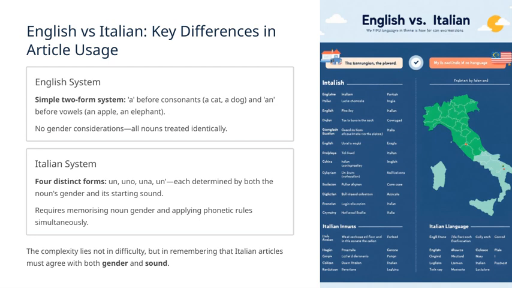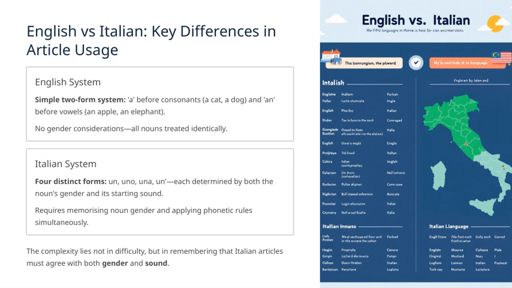Now, Italian is a bit more complex. It has 4 different forms of the indefinite article: un, uno, una, and un apostrophe. These variations depend on both the gender of the noun and how it sounds at the beginning. For example, un is used with masculine nouns starting with a consonant, while uno is used with masculine nouns starting with certain sounds. Una is for feminine nouns starting with a consonant, and un apostrophe is used before feminine nouns that start with a vowel. This means that in Italian, you need to remember the gender of the noun and also pay attention to how it sounds.